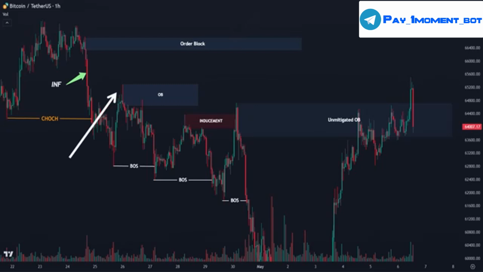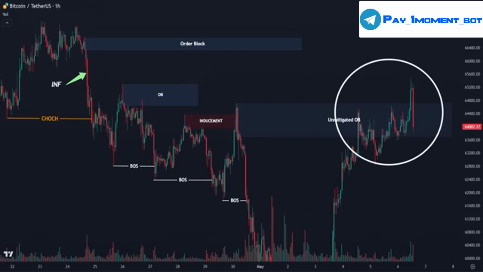After a brief retracement, the price resumed its downward movement, forming multiple bearish breaks of structure and generating order blocks associated with them. As you can see, the price went back up and pushed toward the most recent unmitigated order block. It used this level as an inducement, triggering the stop loss of traders who had entered short trades from it.